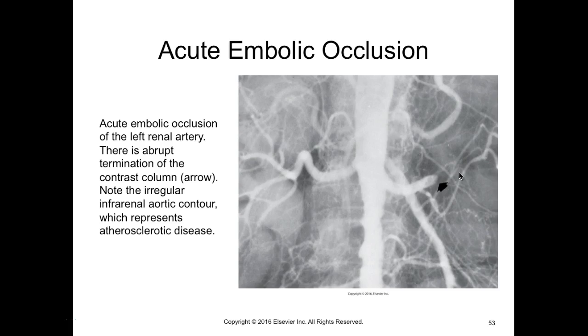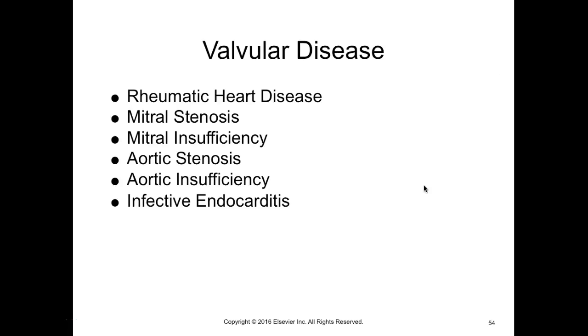So an acute embolic occlusion. So this here, you can see on the left renal artery, we have total occlusion. So you can see parts of the filling defects right there. So if you look closely, you'll see part of the filling defects. That's not good. Got to open that up.